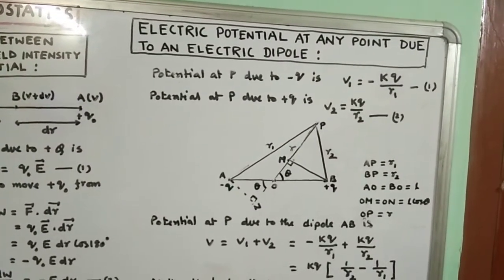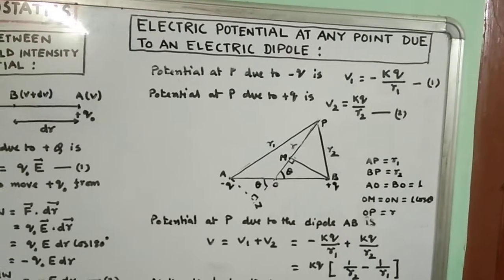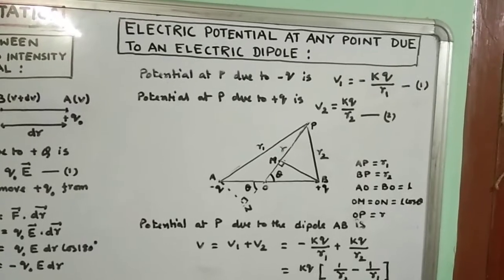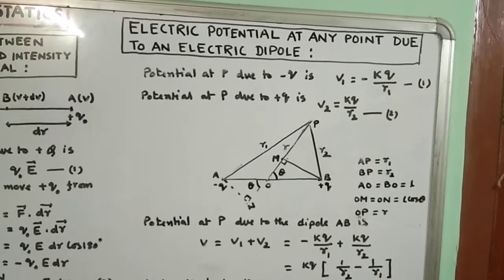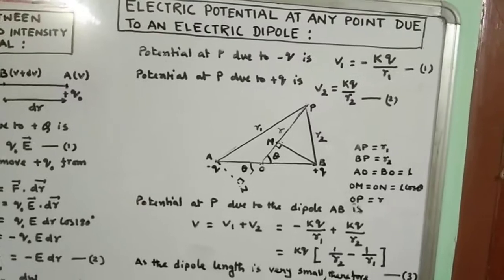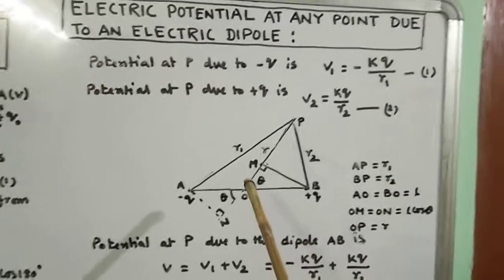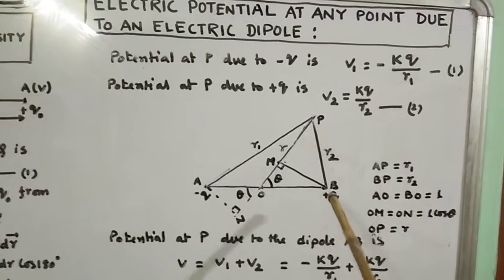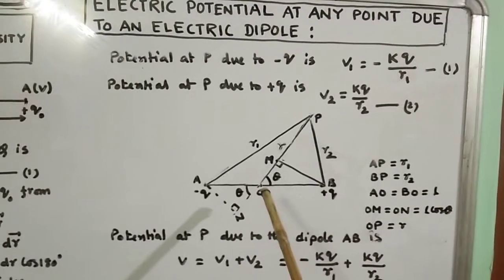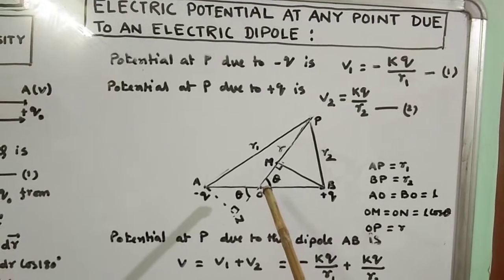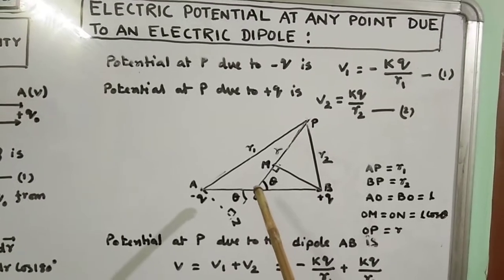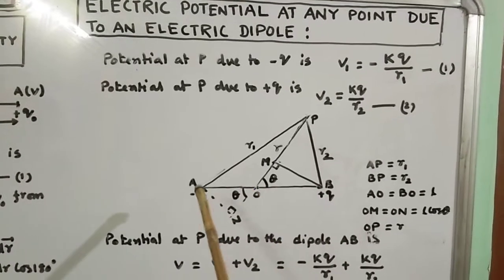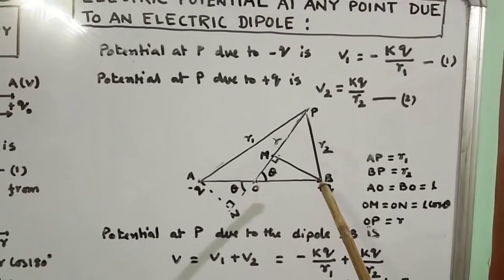Now what is a dipole? It is a system comprising two charges of different nature. One is positive, another one is negative, but their magnitudes are identical. See in this figure, you have a dipole AB. Two charges, one is minus Q, another one is plus Q, and O is the center of the dipole. The distance from A to O is L and B to O is L. So you can consider the length of the dipole is 2L.